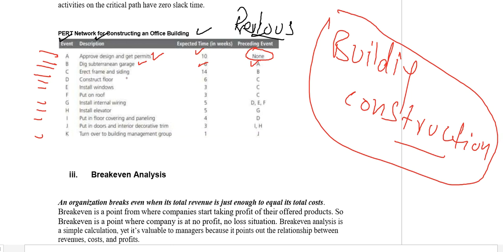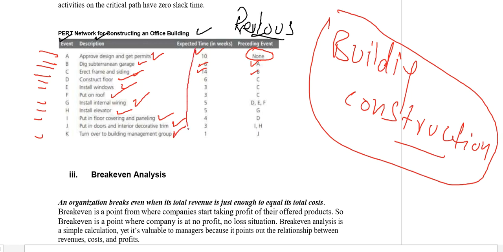Then we will erect the frame and siding. We will do the wall works. We will construct the walls. It will take 14 weeks, and the preceding or previous activity will be B. Then we will construct the floor, then install the windows, put on the roof, install internal wiring, elevator, internal paneling. Then we will put doors and interior decorative frame, and then we will hand over the building to the building management. So these are all the activities.